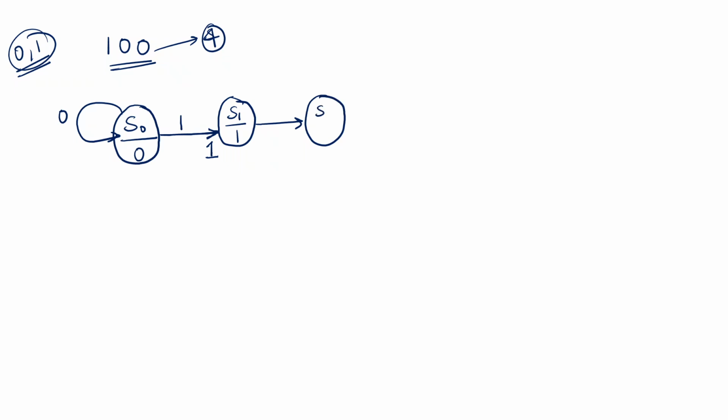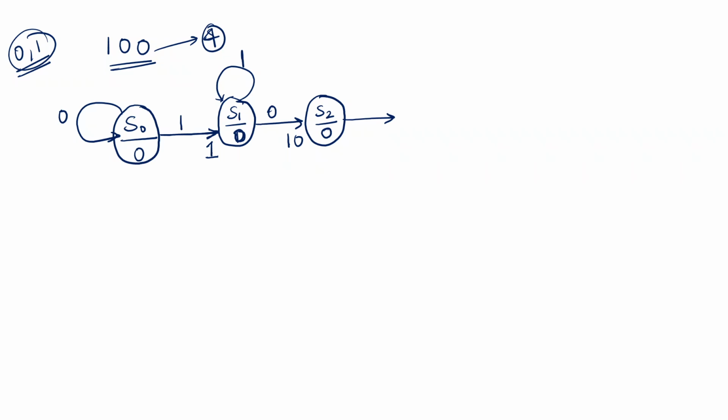If it is zero, it will go to the next state. This is S2 by zero. I didn't get the sequence. So here I got one zero. If it is one, where will it go? Same state, no? Same state, S1. At S2, I need to check for 0 and 1.